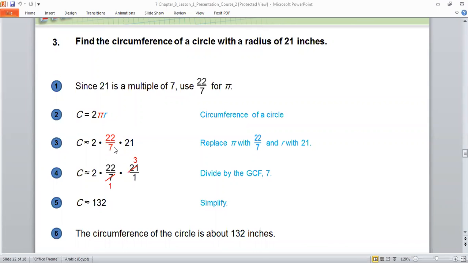I will simplify between 7 and 7. Cancel the 7 on the top with the 7 on the bottom. So I have only 22.